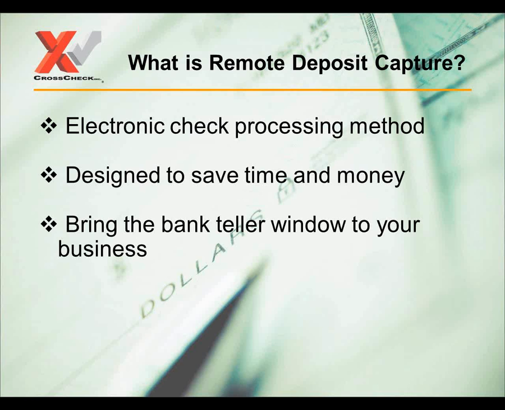RDC was specifically designed to save users, whether that be business owners like yourselves or consumers, time and money. Think about the time you can save by depositing checks to your account without driving to and from the bank and waiting in line for the bank teller. Think about the gas and paper supplies you can save by electronically sending check deposits to your financial institution. Quite frankly, RDC can be simplified this way. It brings the bank teller window to your place of business. I'll go over the step-by-step process for both traditional and CrossCheck's RDC on the following slides.